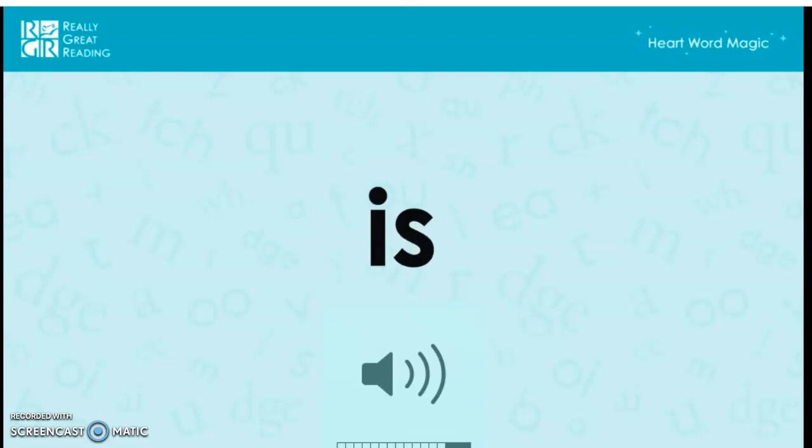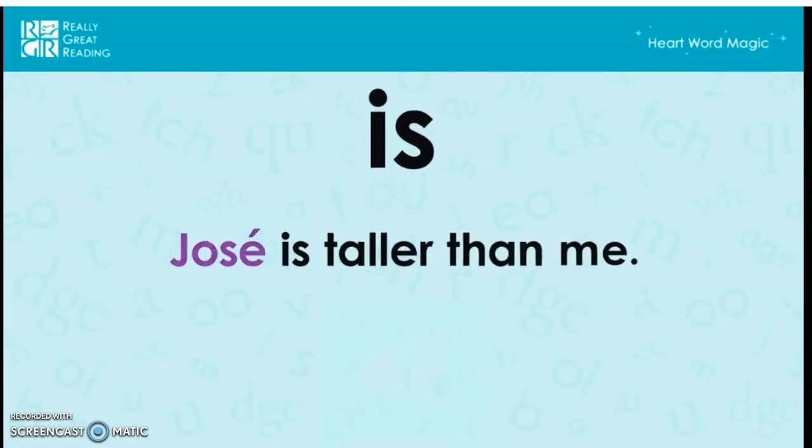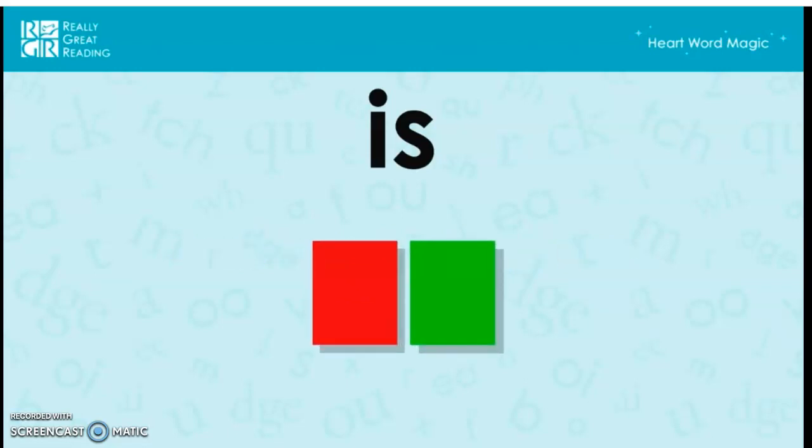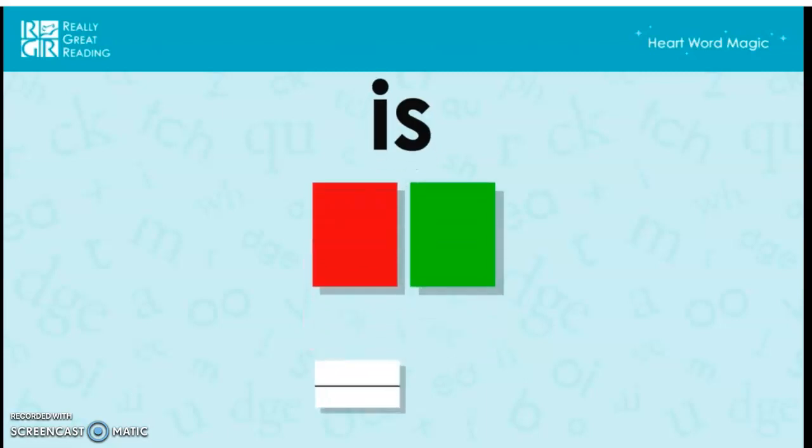Let's examine the word is, as in Jose is taller than me. Let's see if we can figure out which parts of is we know and which parts we have to learn by heart. Is has two sounds, is. The first sound, I, short I, is spelled with the letter I. We can read this part using our phonics knowledge.